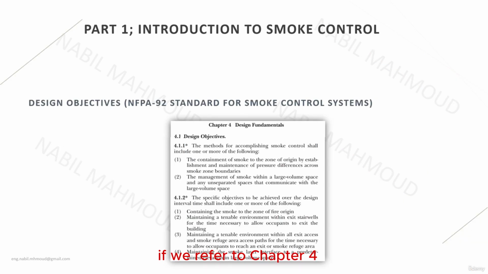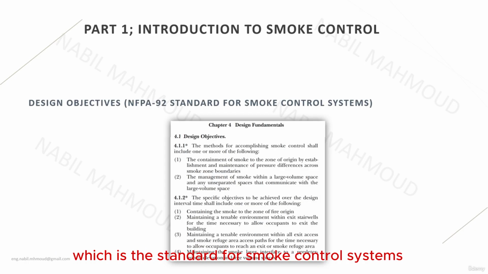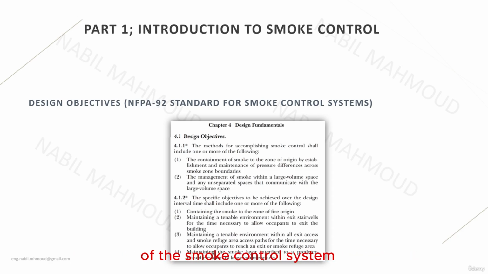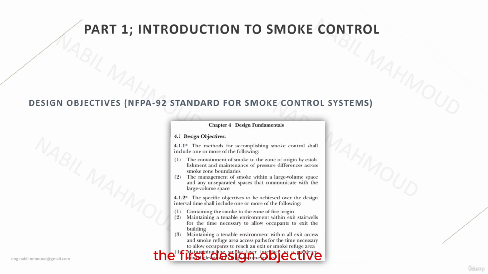If we refer to chapter 4, which is titled the design fundamentals in NFPA 92, which is the standard for smoke control systems, we can find a clear definition of the design objectives of the smoke control system. You can find in this paragraph that the methods for accomplishing smoke control shall include one or more of the following. The first design objective is to achieve the containment of the smoke to the zone of origin by establishment and maintenance of the pressure difference across the smoke zone boundaries.